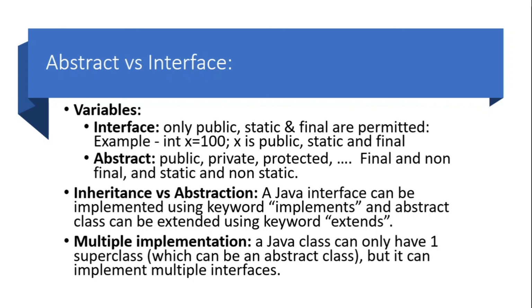So you don't have to type them, but if you just decided to type public, static, final, it's still going to be acceptable. Abstract, no. You can have private, public, protected, final, non-final, static, non-static, everything is available in abstract. So that's the most important difference.